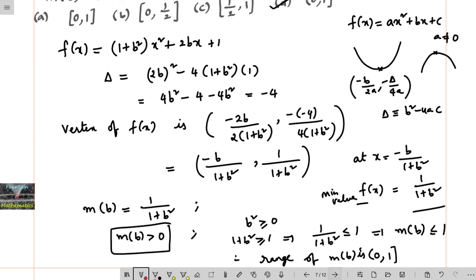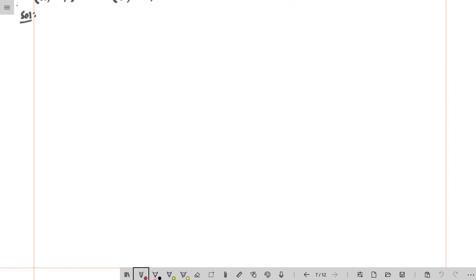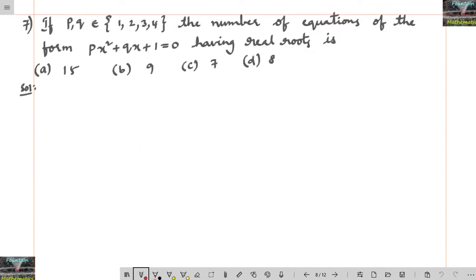Next problem. If p comma q belongs to {1, 2, 3, 4}, the number of equations of the form px square plus qx plus 1 equals to 0 having real roots. So here also the problem is about the quadratic equation px square plus qx plus 1 equals to 0.